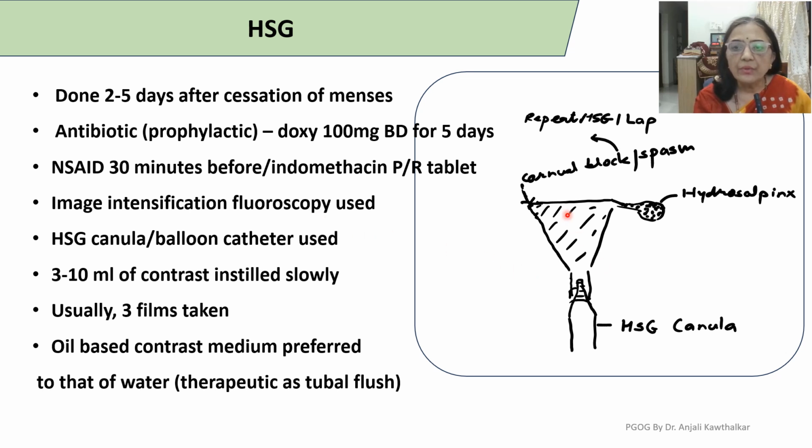And here, as we cannot visualize the tube at all, there is a possibility of either a cornual block or spasm, and it will be an indication to repeat hysterosalpingography once again, or to proceed with laparoscopy. If a collection is seen like that, then it is suggestive of the presence of a hydrosalpinx with the distal part of the fallopian tube being blocked.